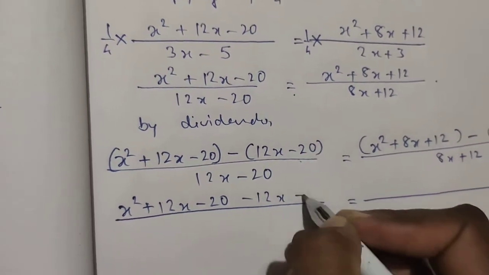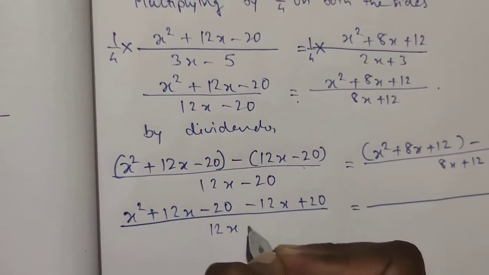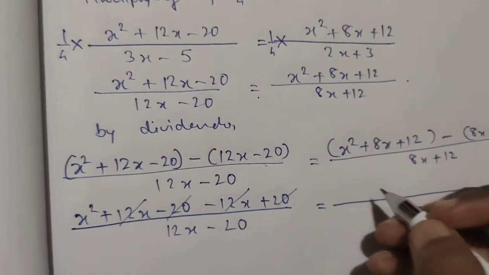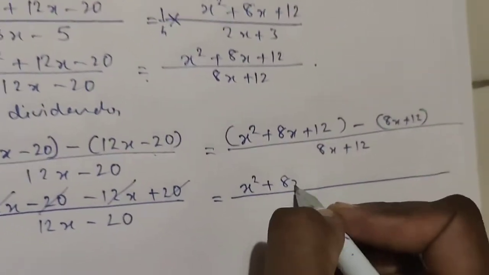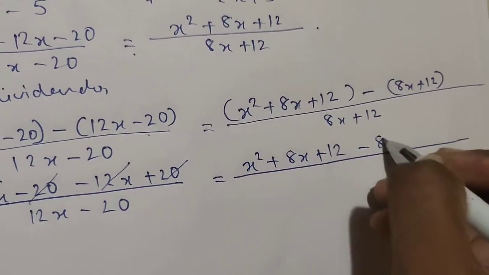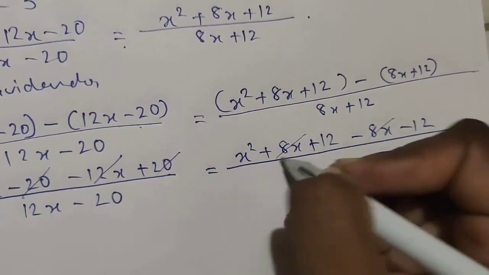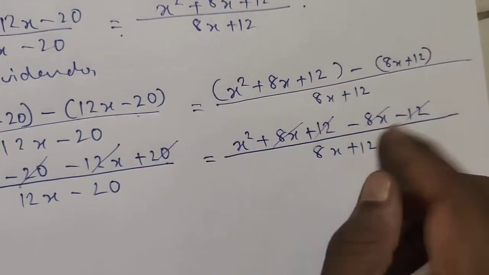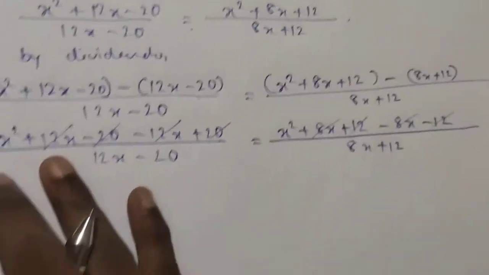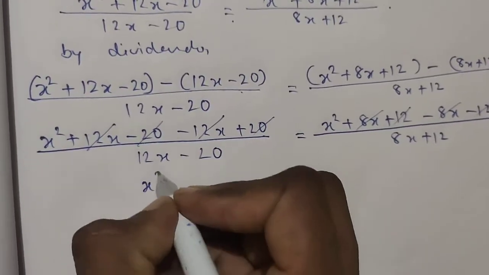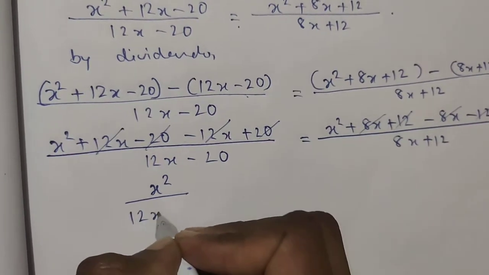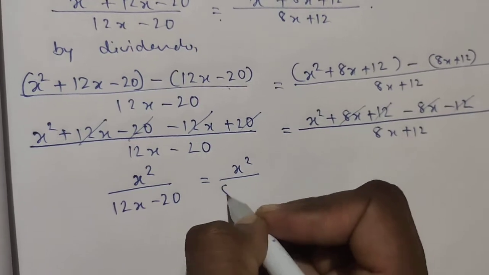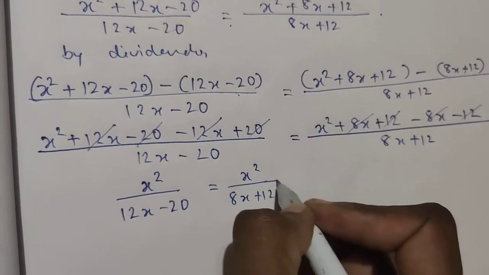Minus 12x plus 20, because we have to change the sign, and minus 12 plus 12, minus 20 plus 20 get cancelled. Same way here also we are going to get the same thing, minus 8x minus 12x, so 8x minus 8x and 12 minus 12 get cancelled. Understood now? Now what we are getting here, x square upon 12x minus 20. Here also same thing, x square upon 8x plus 12.